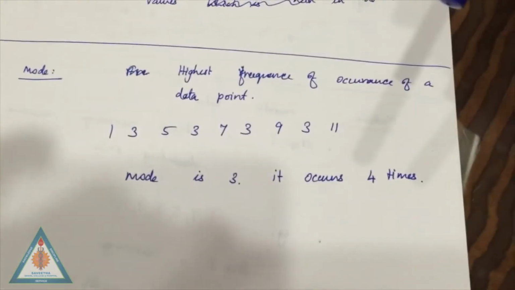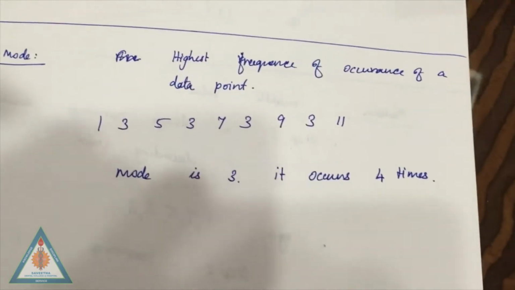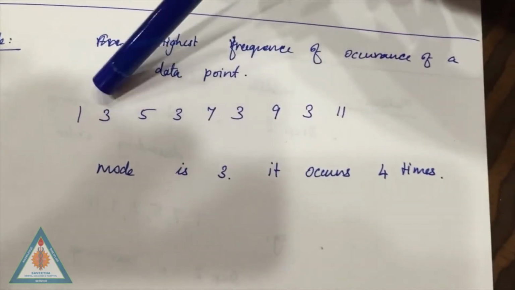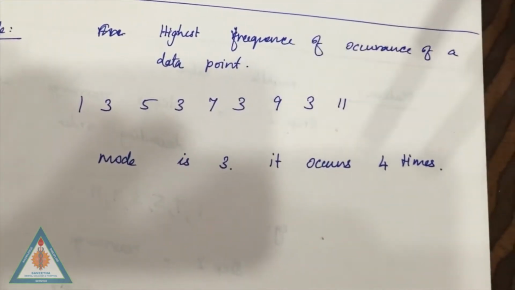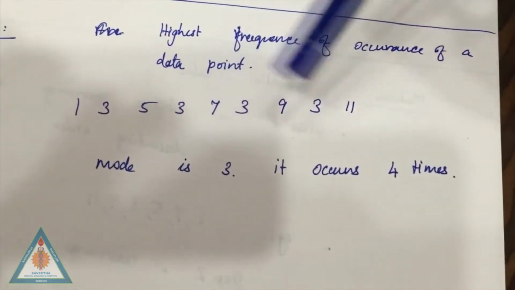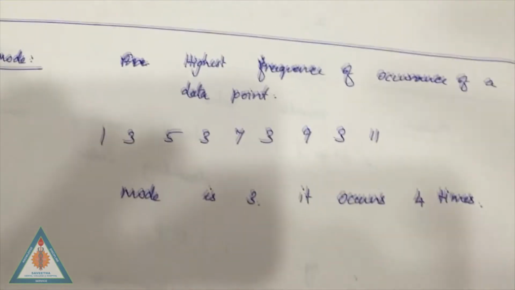Mode is the highest frequency of any data point within a data set. So each value would be a data point, and whichever data point has the most common occurrence, that would be the mode for the group. So in this group, 3 occurs 4 times, and so the mode of this data group is 3.